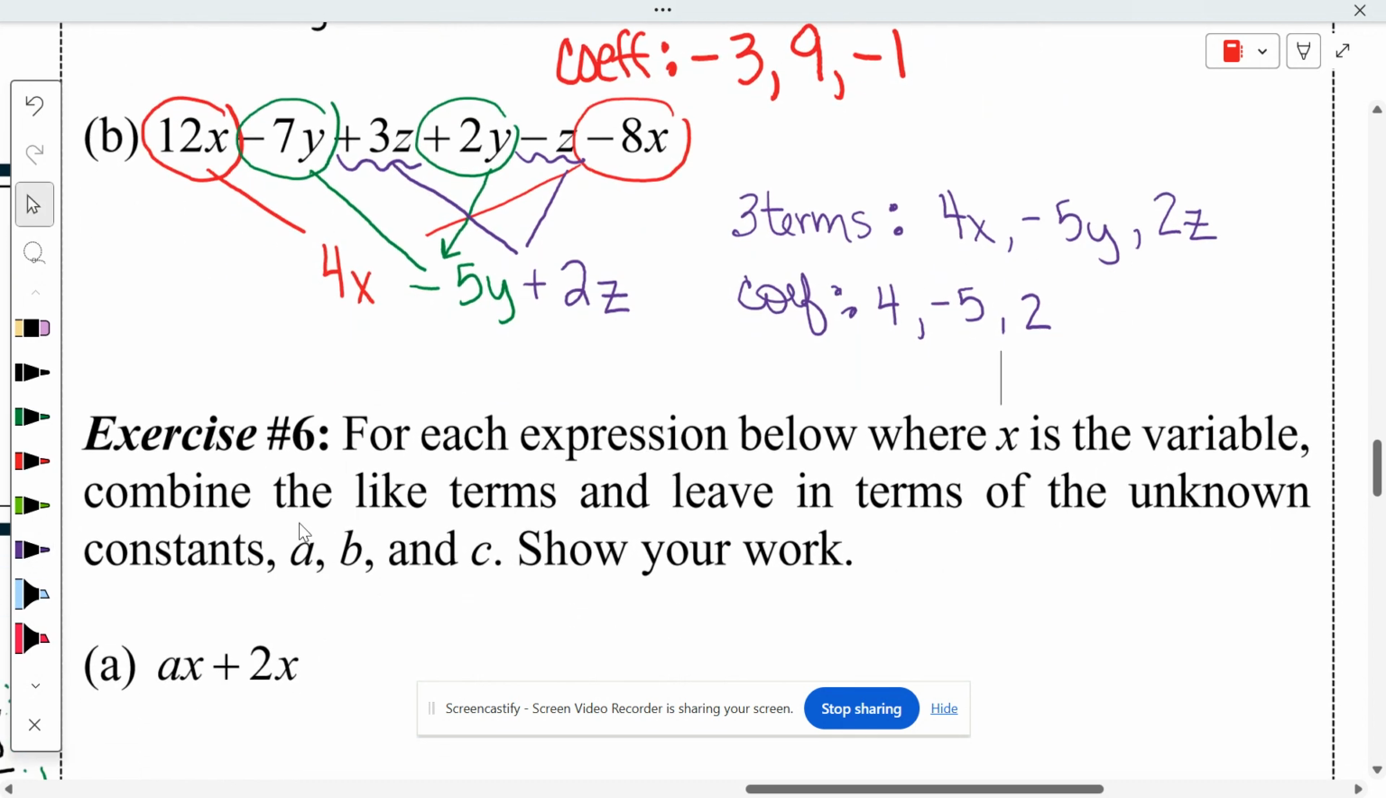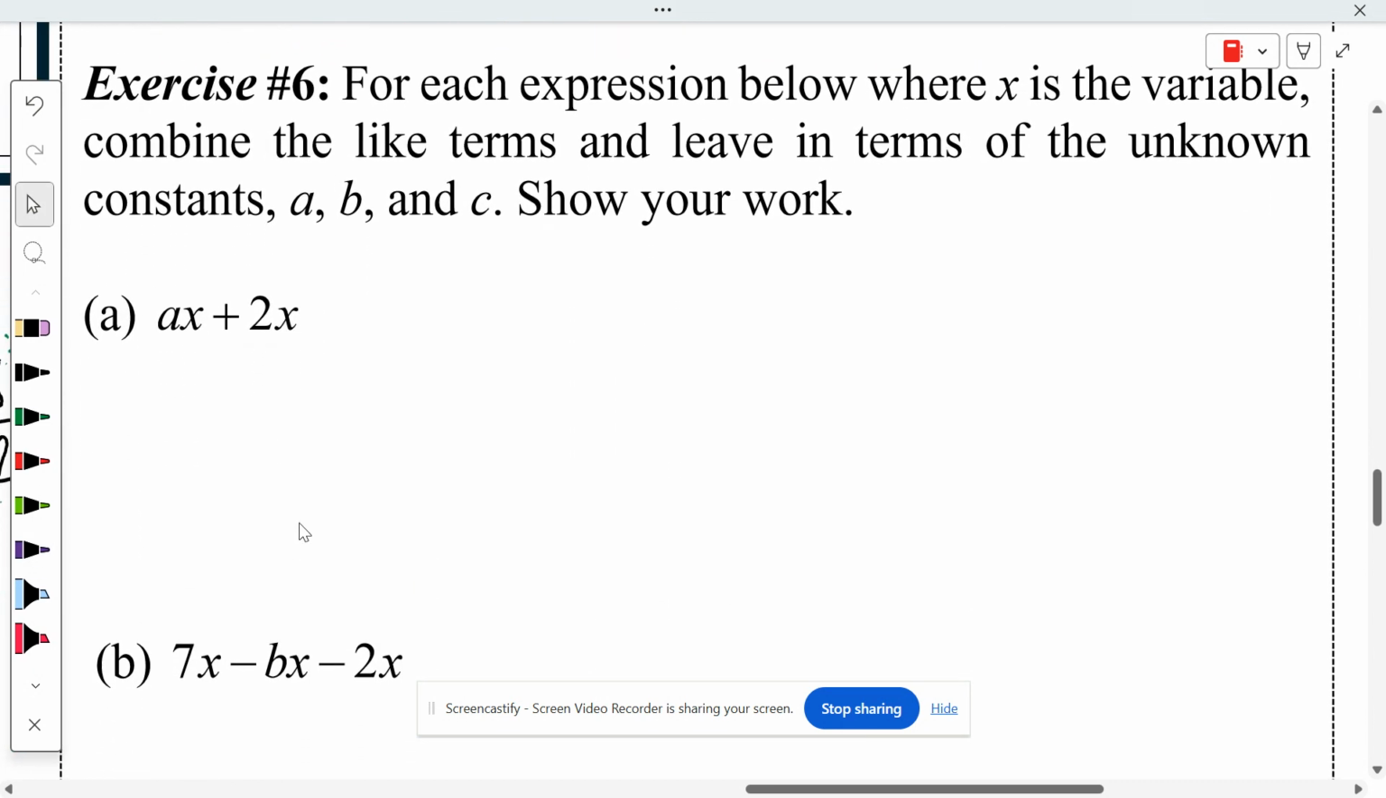Okay. Exercise 6. For each expression below, where x is the variable, combine the like terms and leave it in terms of the unknown. So basically, we're going to undistribute. This is kind of like factoring. I want you to think about when you look at this term, ax, and this term, 2x, what do they both share? Well, they both share an x. That means you can take an x out. If you divide both of these by x, you end up with a plus 2.